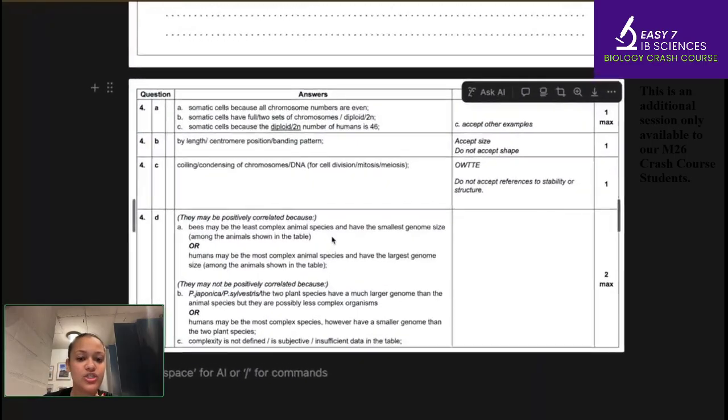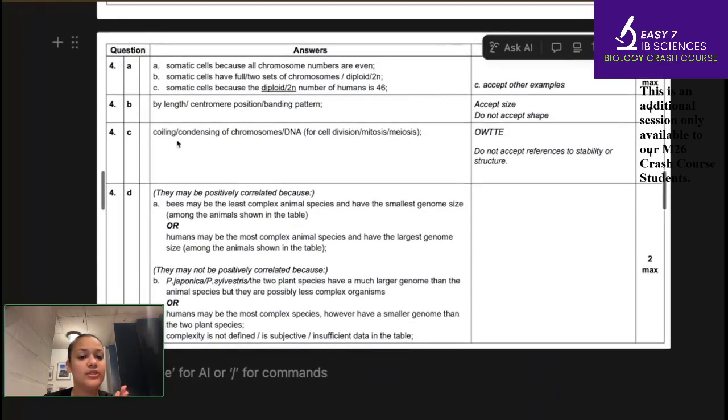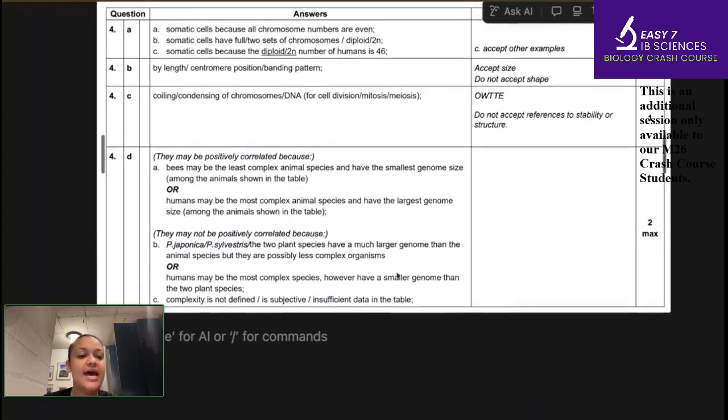And for question A, everyone got it right. Everyone talks about the fact that it was diploid, whatever. And we talked about how the chromosomes are organized by length, which is great. There are other things like the centromere position sometimes and the banding pattern, which they provide. But, very importantly, they did not accept shape in that question. Correlation density of chromosomes, we talked about that. And here is that last question that we just discussed.